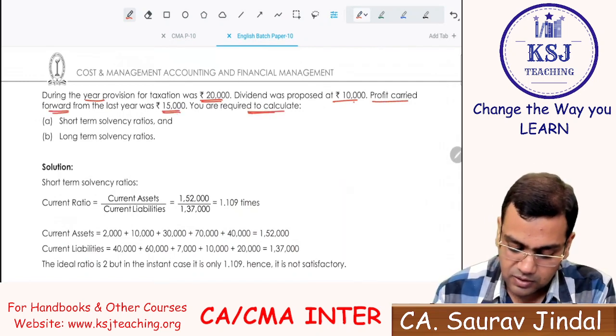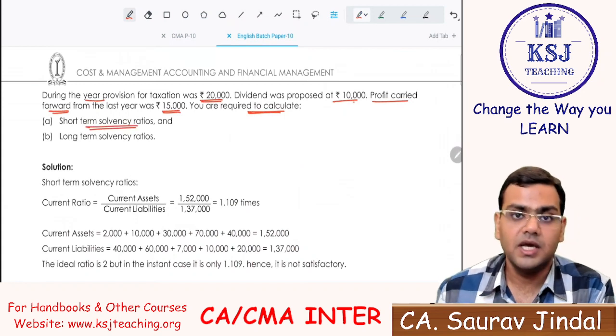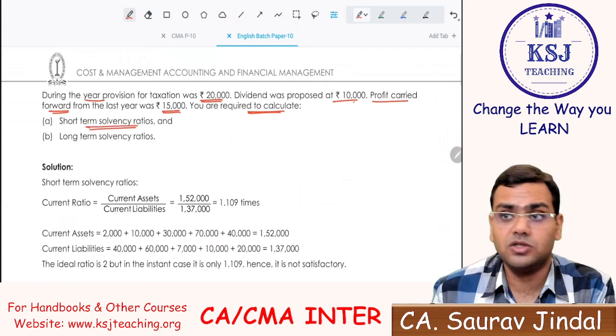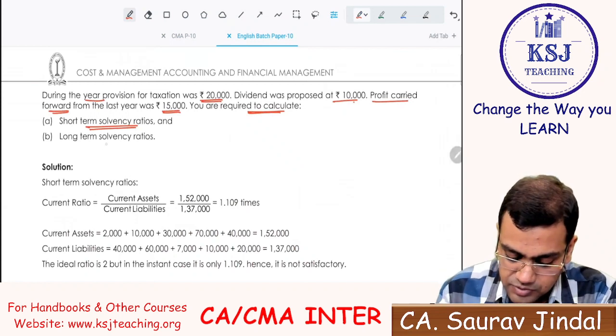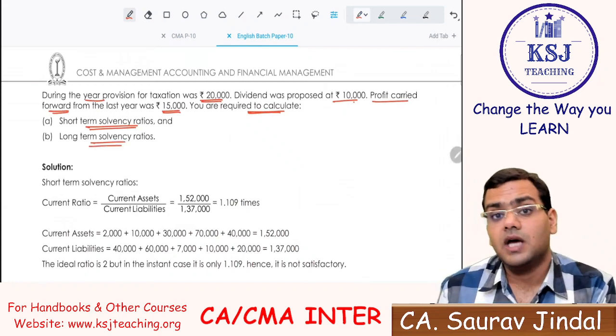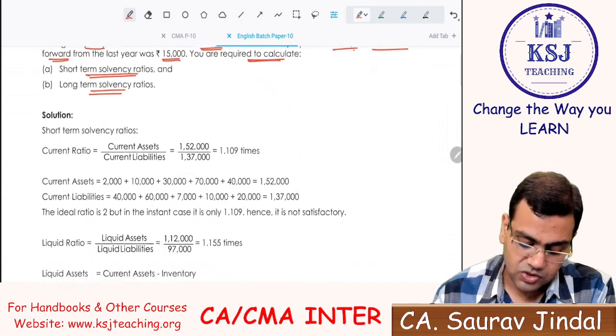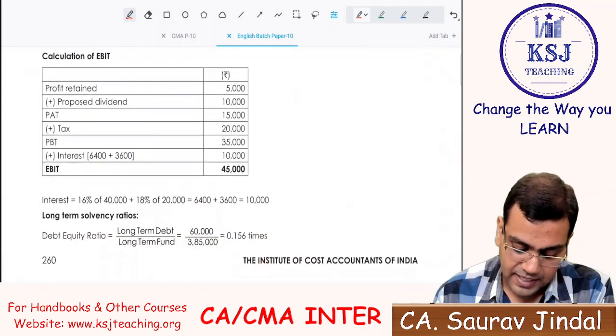You are required to calculate the short-term solvency ratios. What are the short-term solvency ratios? Current ratio, liquid ratio, right? And the long-term solvency ratios, that in the long term, how can we identify the solvency of the firm, right?